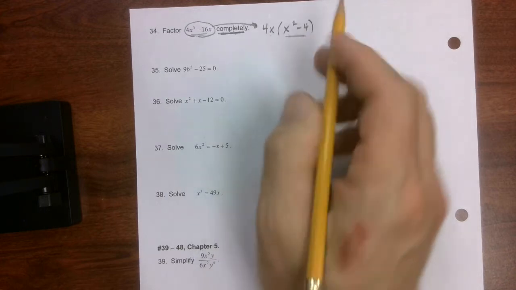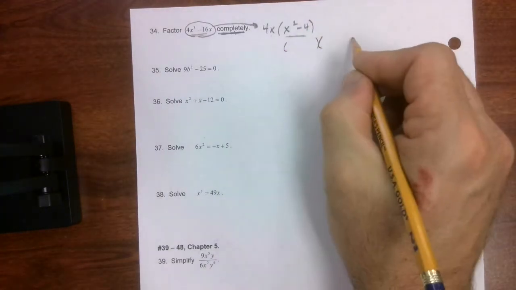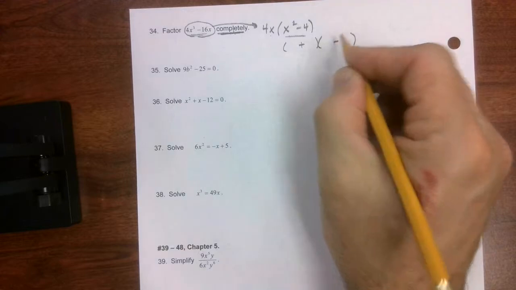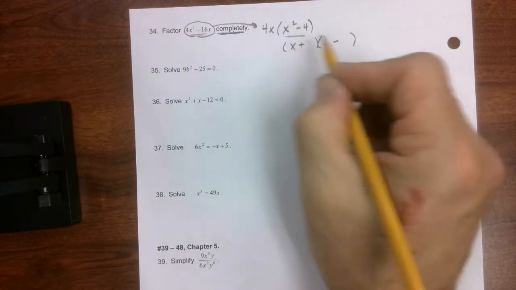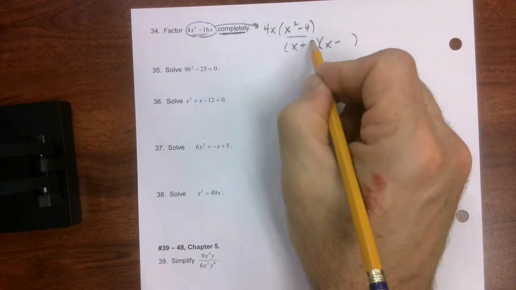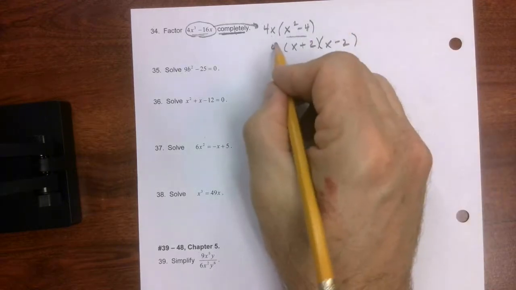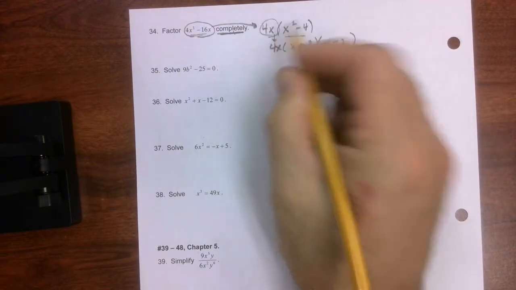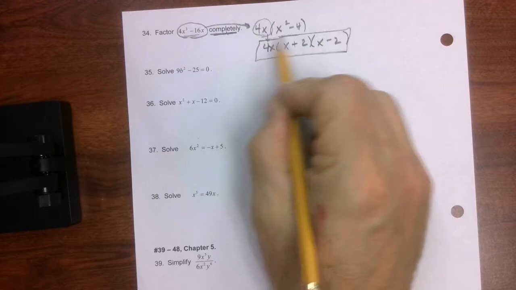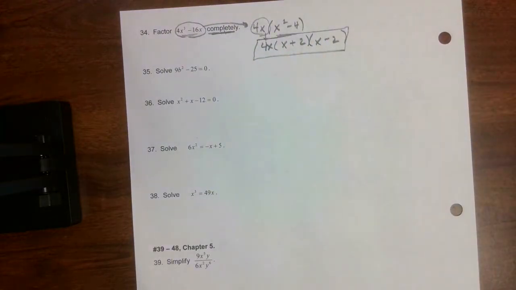Now, because it says completely, that means you might not be done, even though you did something. And if you notice, this is once again a difference of two squares. So one of them's plus, one of them's minus. Take the square root of that, put it first. Put the square root of that, put it second. And then you just bring that 4x along for the ride. And there you go. You're done.